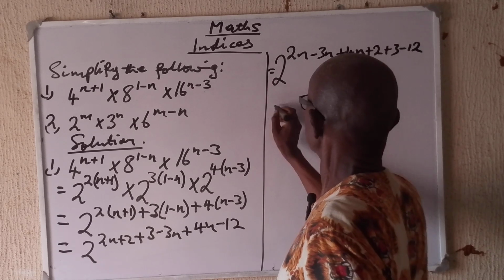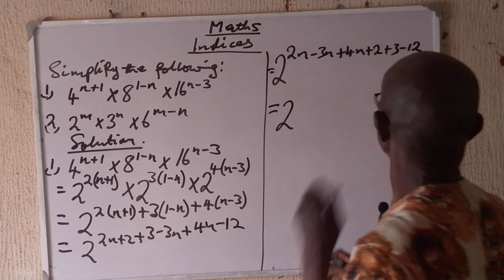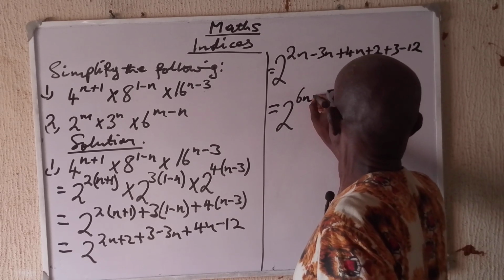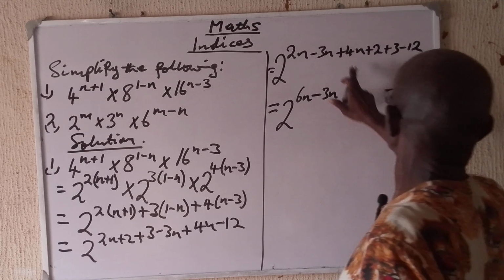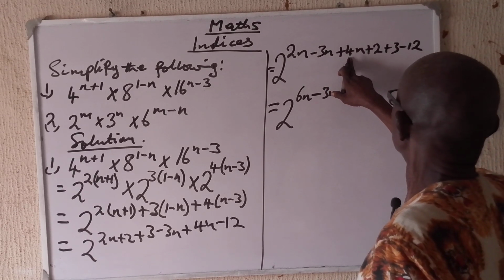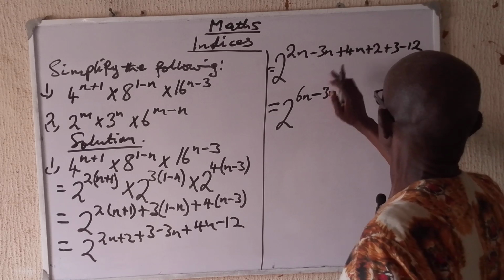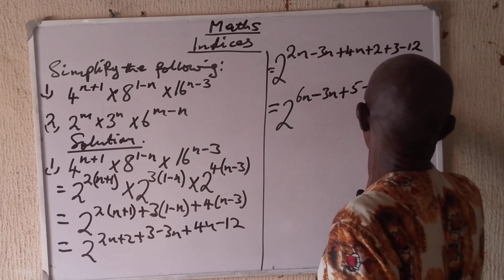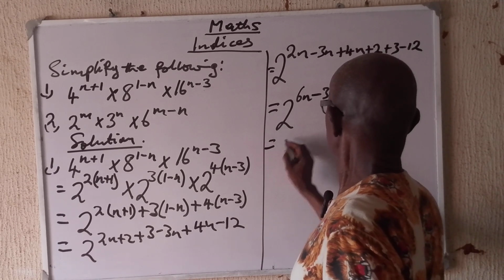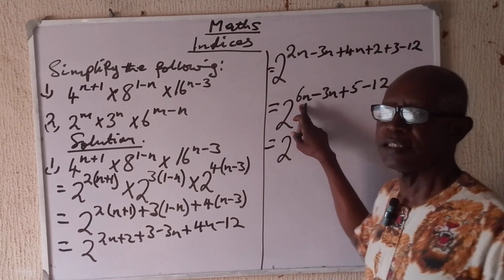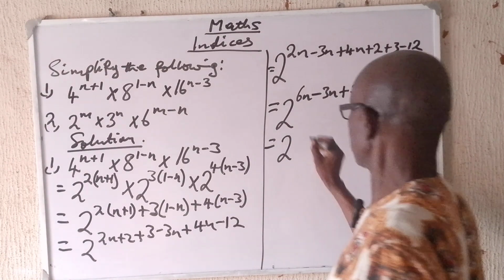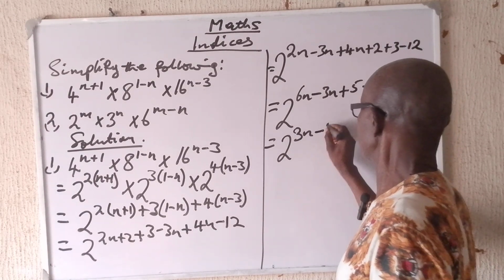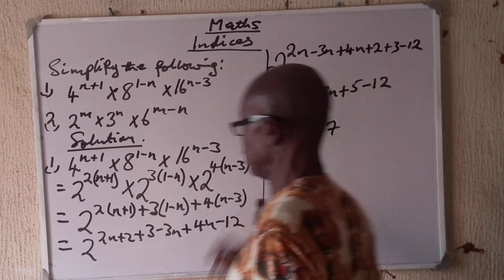And then that will give us 2 raised to power 2n plus 4n is 6n, minus 3n. Then we have 2 plus 3, which is 5, minus 12, and that will give us 2 raised to power 6n minus 3n will give us 3n. Then 5 minus 12 will give us minus 7. And that is the final answer to this.